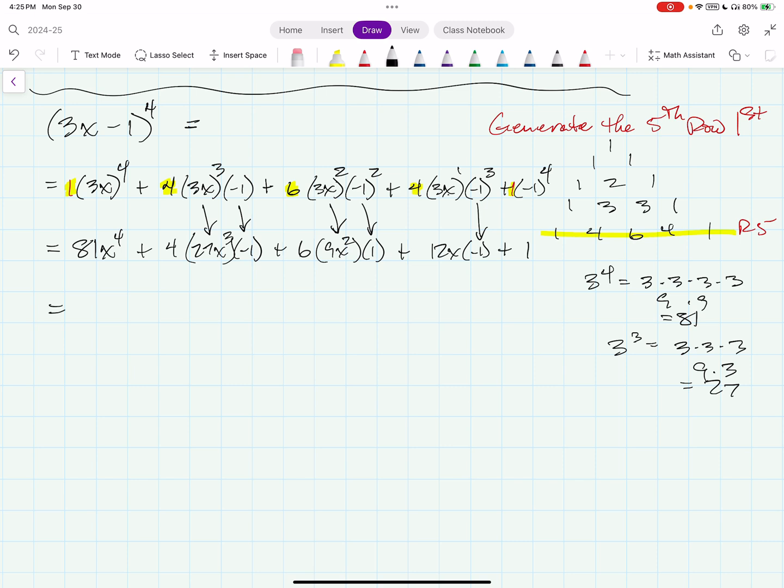All right, and now the final step. Simplify it. Go. Okay, let's check the end result, my friends. We get 81 times x to the fourth plus, when you multiply 4 times 27, that's 108. But times negative 1, that's going to change the sign, so I'm going to switch to a minus sign. So 108 minus 108x cubed, plus 54x squared minus 12x plus 1.